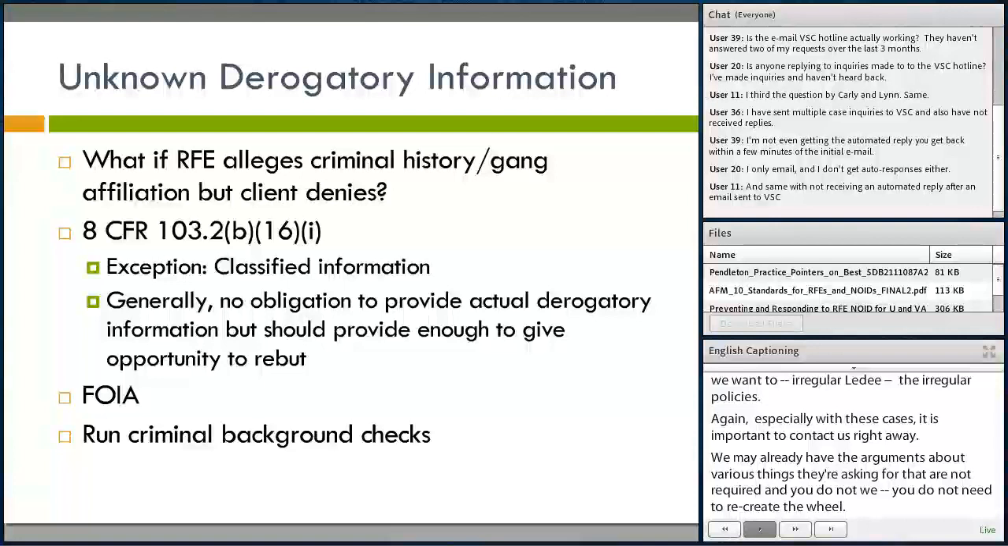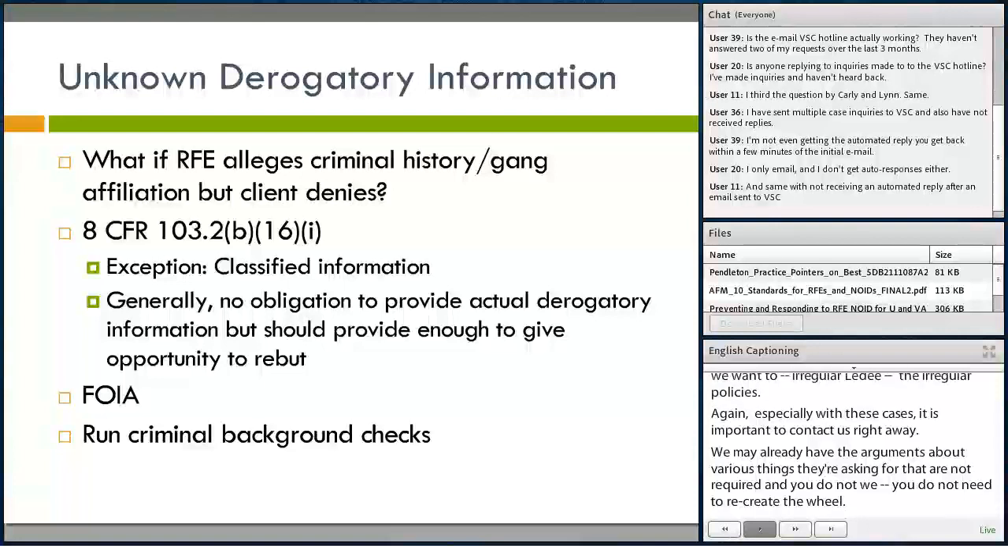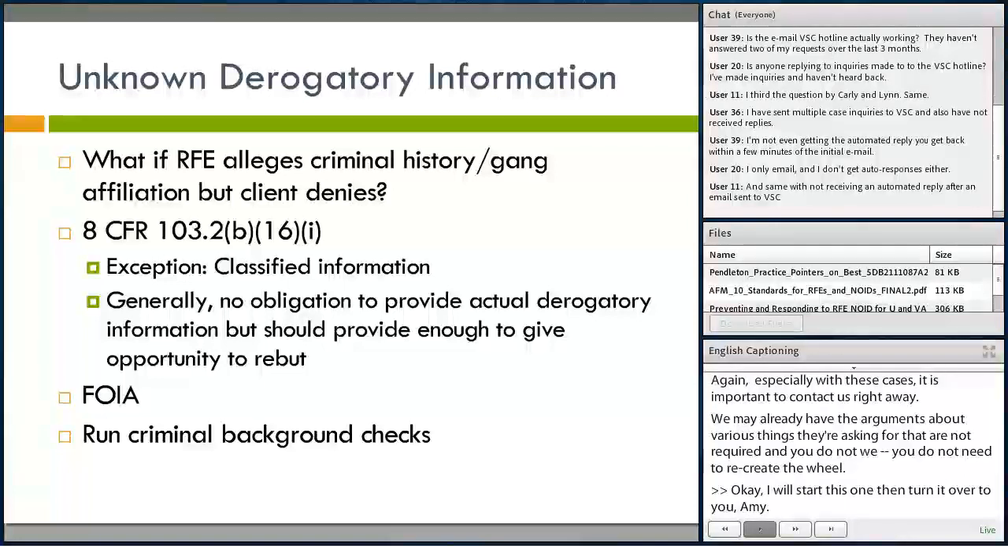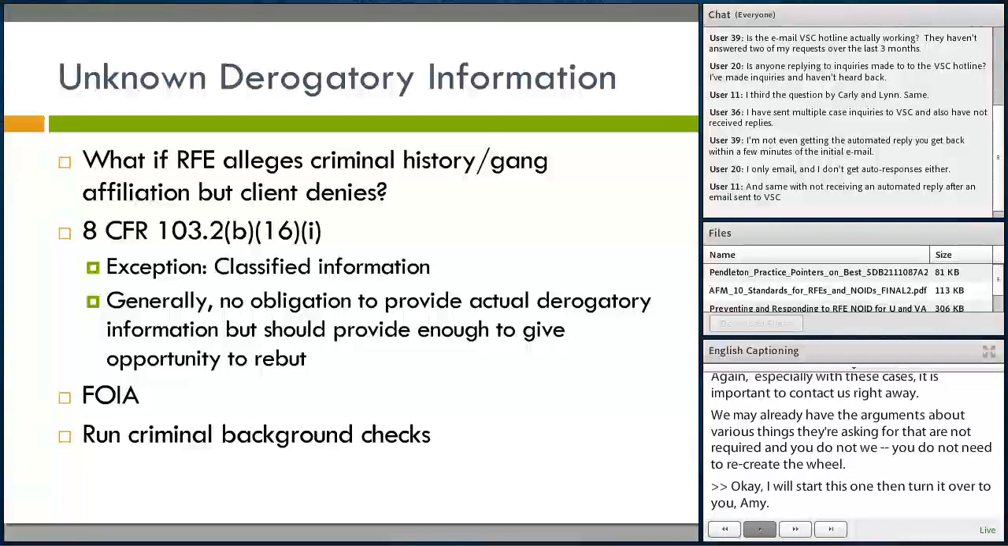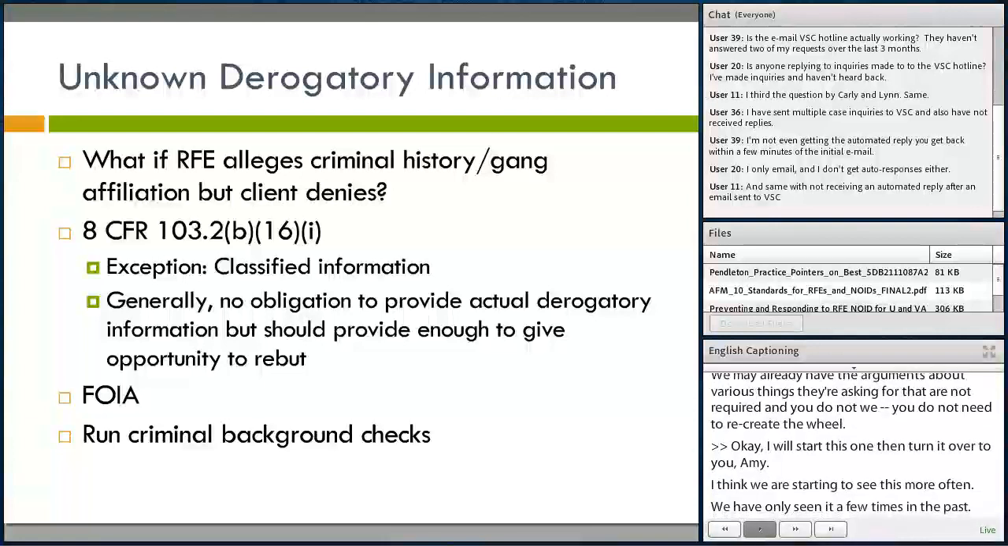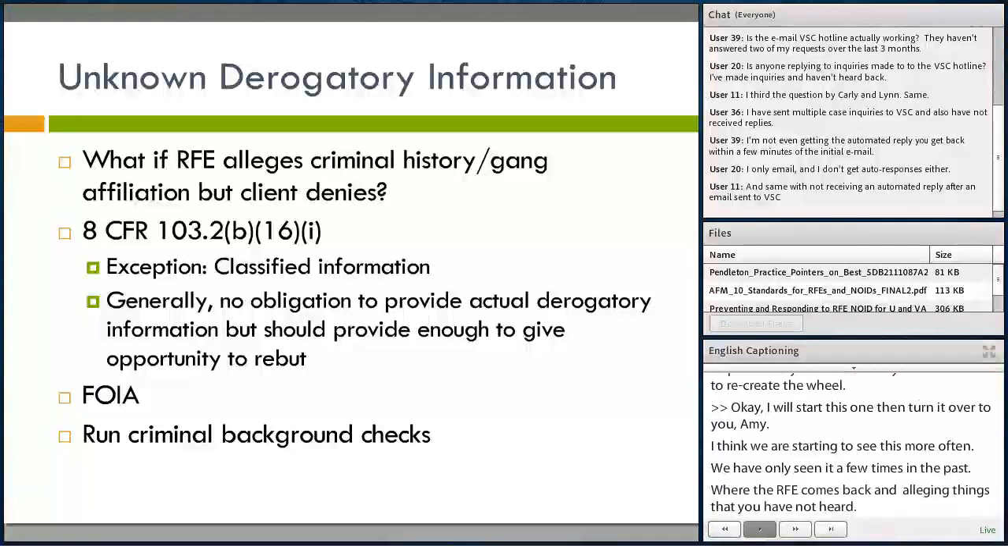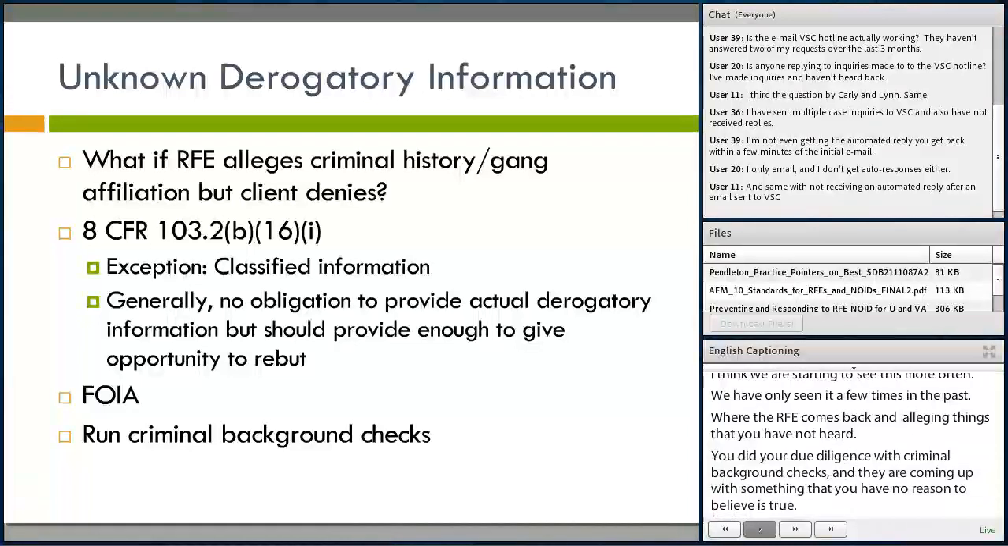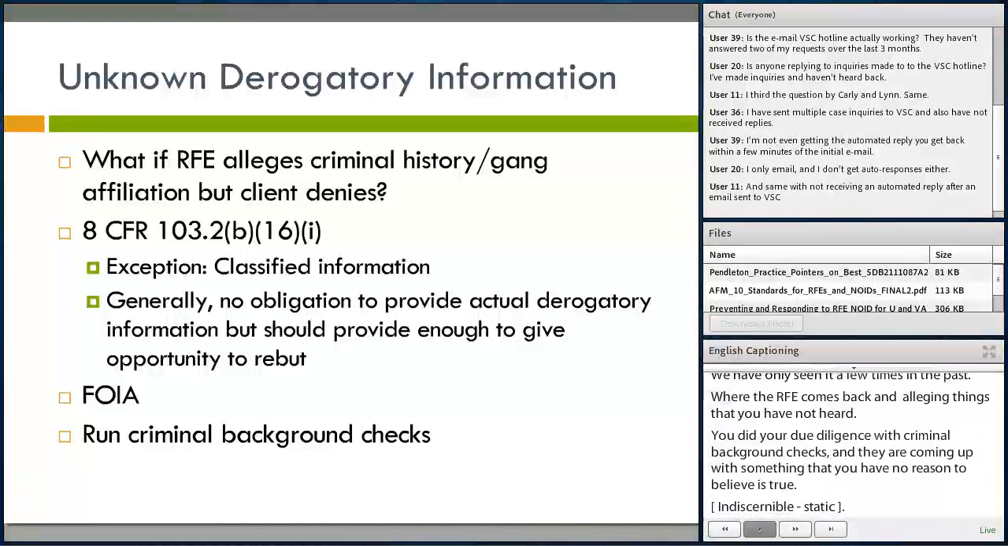Okay, I'm going to start this one and turn it over to you, Amy. I think we're starting to see this more often. We've only seen it a few times in the past, where the RFE comes back and seems to be alleging things that you have never heard about. You've done your due diligence with criminal background checks, your client, you've found all the prior immigration files, and they're coming up with something that you have no reason to believe is true. Tell us, Amy, what the deal is with challenging that.